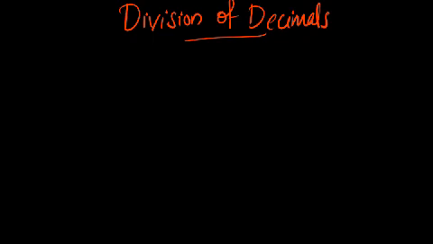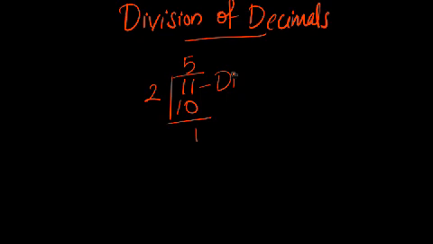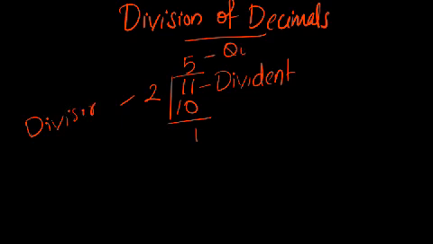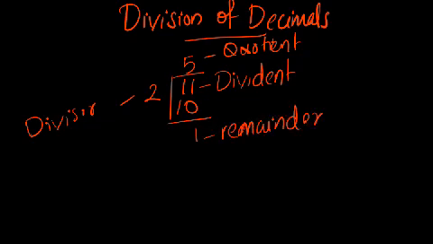Okay, so we know, for example, 11 divided by 2. Just doing an example from whole numbers. 5 times 2 is 10, 11 minus 10 is 1. So 11 is known as the dividend, 2 is the divisor, 5 is the quotient, and 1 is the remainder. First we are going to do some questions where the dividend is a decimal and the divisor is a whole number.